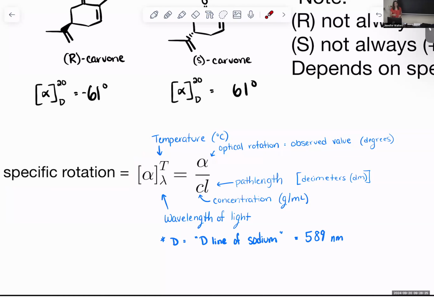That observed value depends on multiple factors. It depends on temperature, wavelength, concentration, and path length. So all of these come together to determine your optical rotation. And then once you have that standardized, then that becomes the uniquely identifying factor that can be looked up in a table to say, yes, it is truly this molecule. So your temperature is usually in degrees Celsius. Your wavelength is typically identified by the letter D. The D is just associated with the D line of sodium.